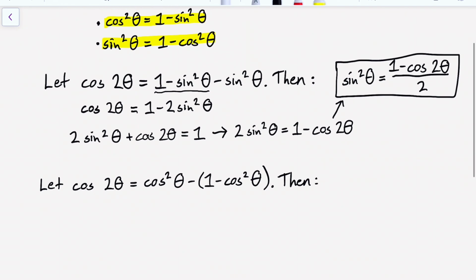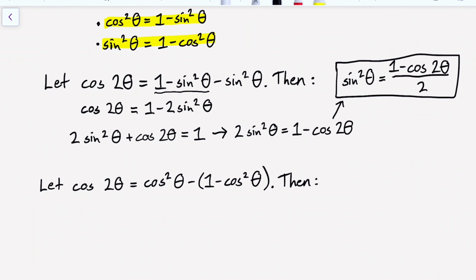In a similar way, I can go back to my double angle formula, and I can say let cosine of 2 theta equal cosine squared minus (1 minus cosine squared). Here I'm making a substitution for sine squared. Then I have the following relationship. Cosine of 2 theta equals 2 cosine squared theta minus 1.